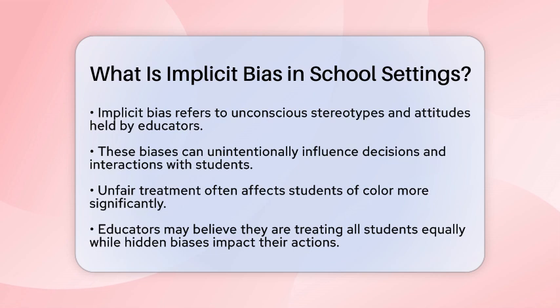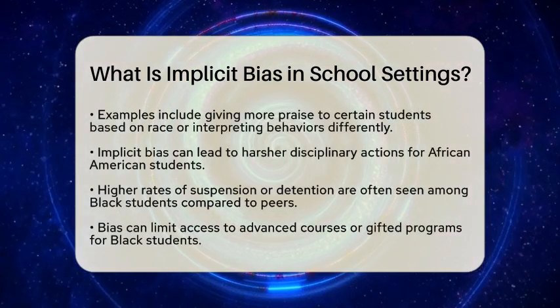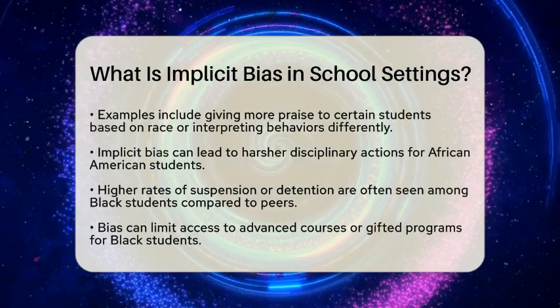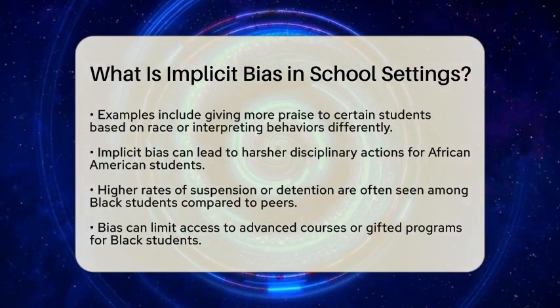At its core, implicit bias operates below the surface of our awareness. Educators may genuinely believe they treat all students equally while their hidden assumptions affect their actions. For instance, a teacher might unknowingly give more praise to certain students based on their race or interpret behaviors differently depending on who is involved. This can impact how students are graded, called upon in class, or disciplined.